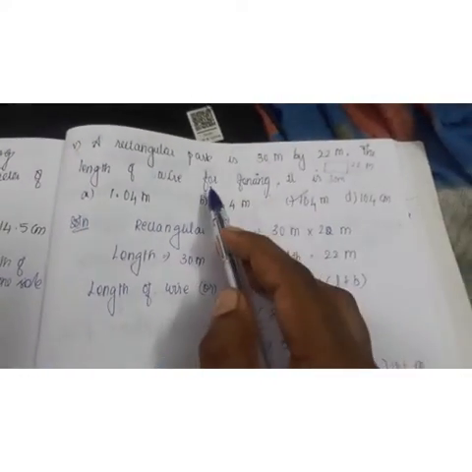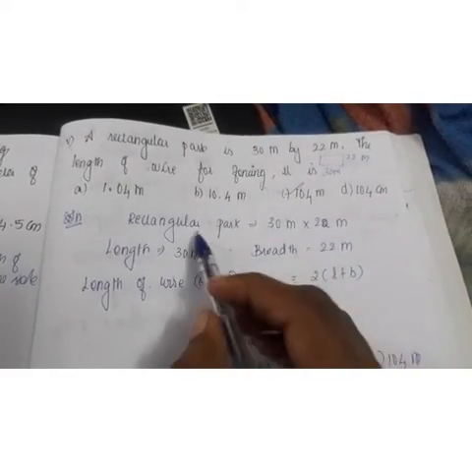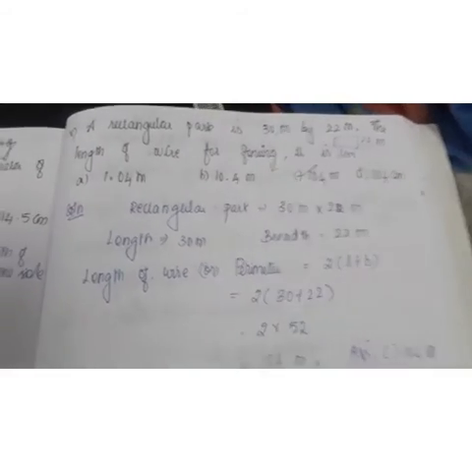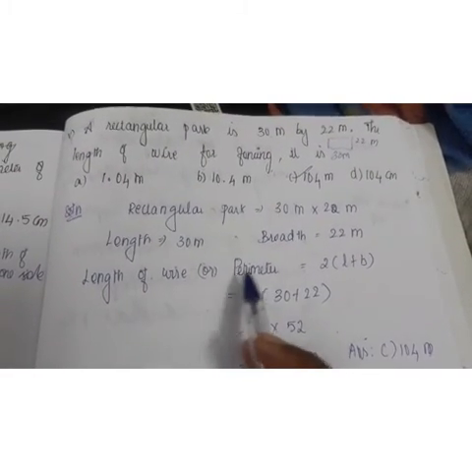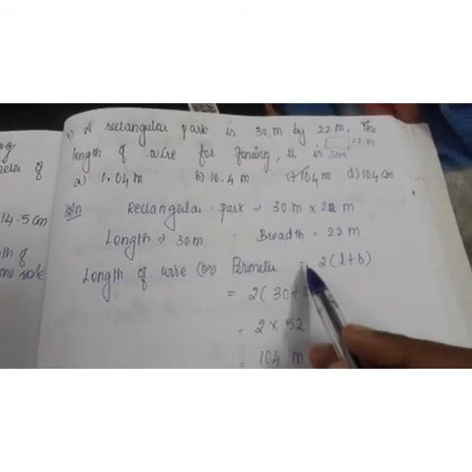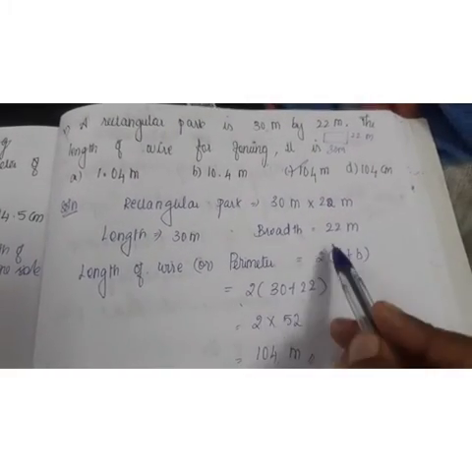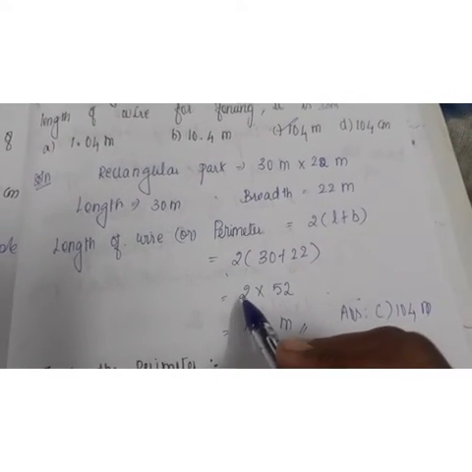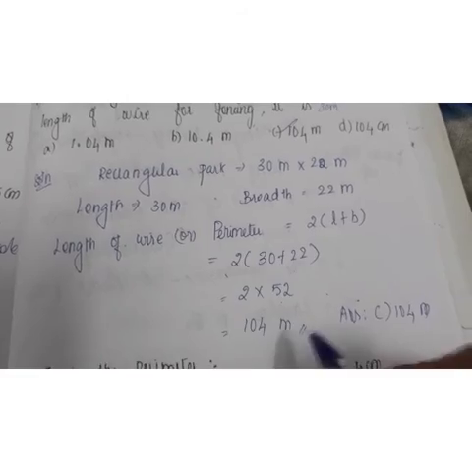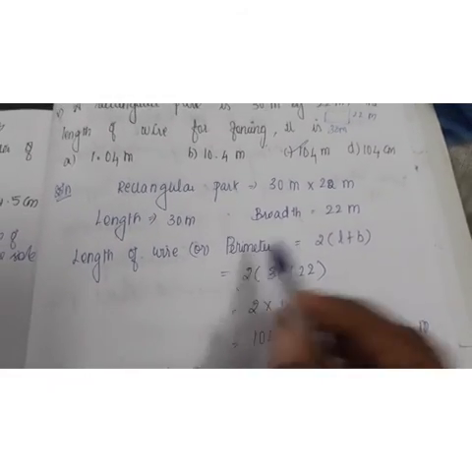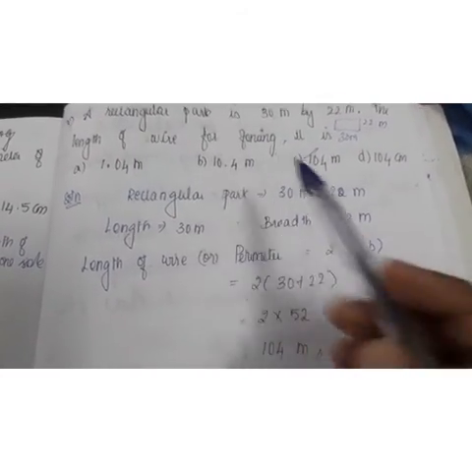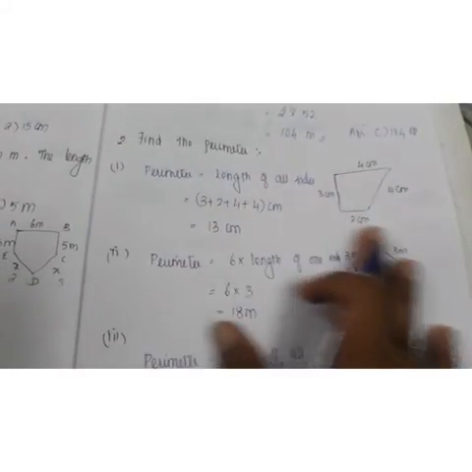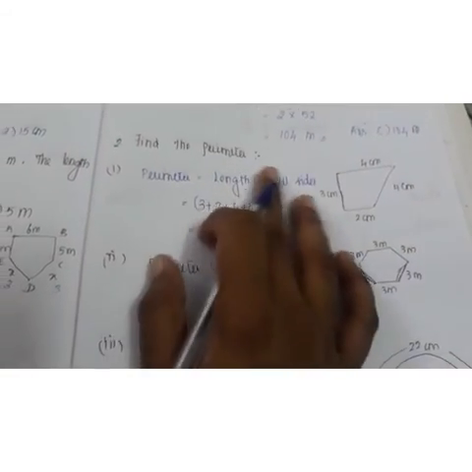So we need to find that. The rectangular park size is given, length is 30 meter and breadth is 22 meter as per the question, and the length of the wire we need to find is nothing but the perimeter of the rectangular park. That formula is 2 into (L plus B). L is 30 meter and B is 22 meter. When you add these two, you get 52. When you multiply with 2, you get 104 meter. So this is the perimeter of the rectangular park, or the length of the wire for fencing we need: 104 meter.